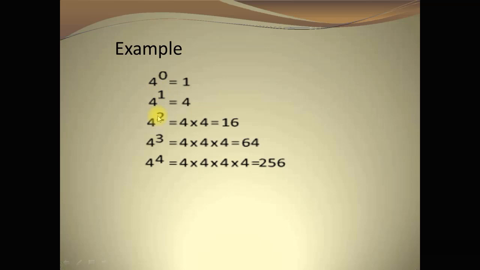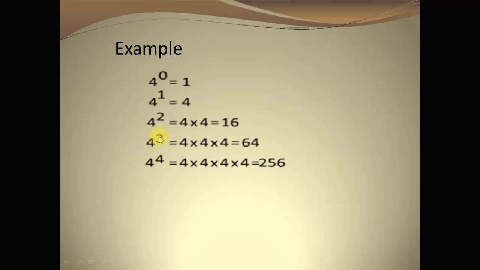Similarly, 4 power 2 means 4 multiplied by 4, which is equal to 16. 16 is the value of this exponential form. 4 power 2 is also called an exponential form, and 16 is the value of this exponential form. In this exponential form 4 is the base and 2 is the power.